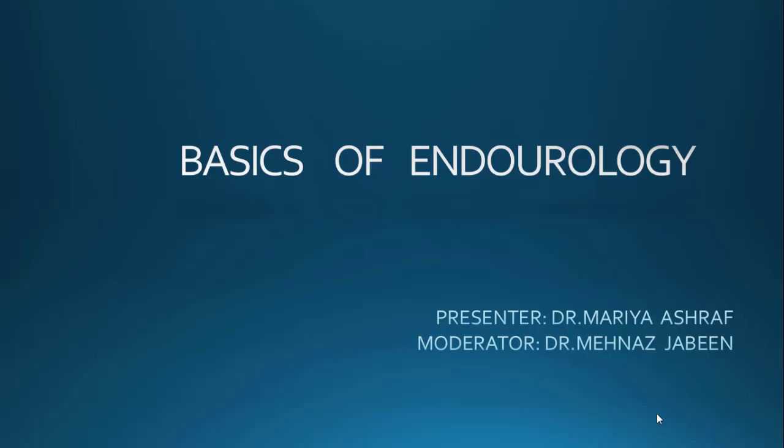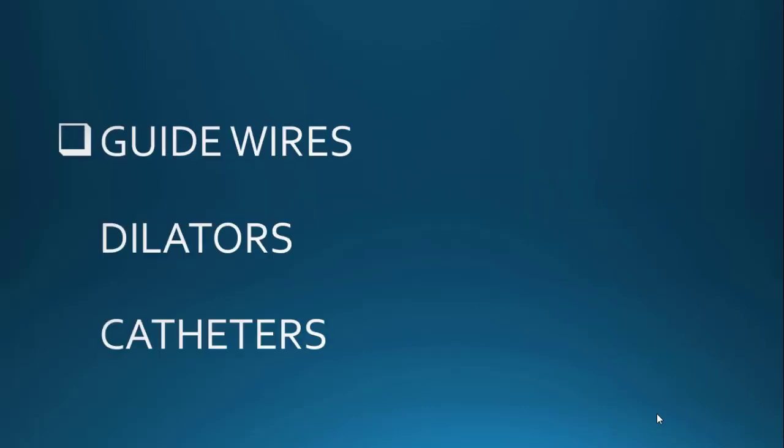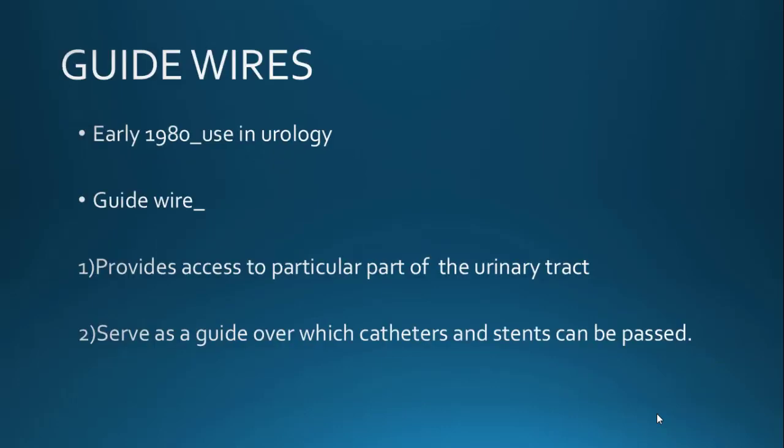In the chapter of Basics of Endourology, I'm going to discuss guide wires, dilators, and catheters, their indications, their uses, and the basis on which they are classified. First of all, we will talk about guide wires. Guide wire has been in use in urology since the early 1980s. It basically provides access to a particular part of the urinary tract, and it serves as a guide over which catheters and stents can be passed.